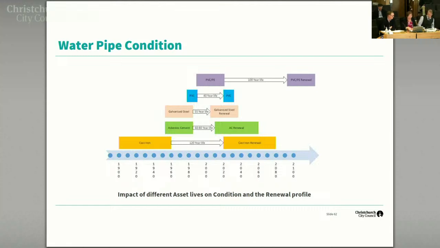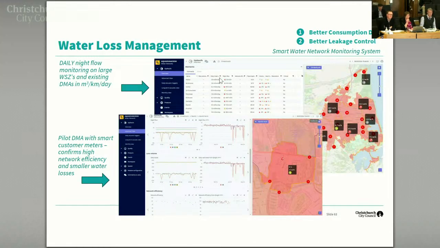Right, so before showing you the LTP provisions for water loss management, this is an illustration of our smart water network monitoring system and how it supports our water loss management, where we now have daily night flow monitoring on our water supply zones. And again, the opportunity exists when we do rezone and introduce smaller district metered areas that the data will be more refined, more granular.